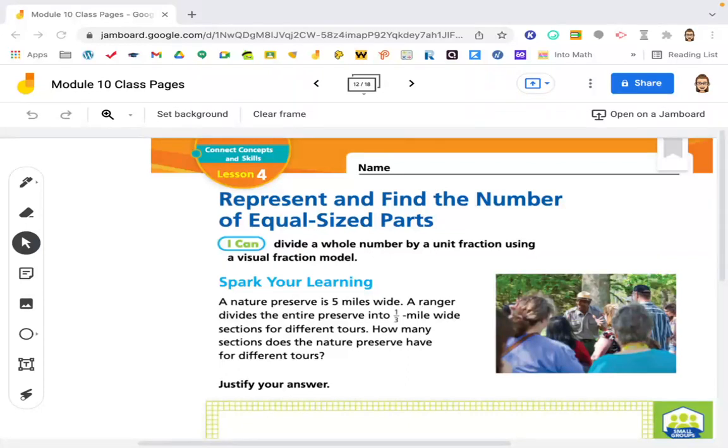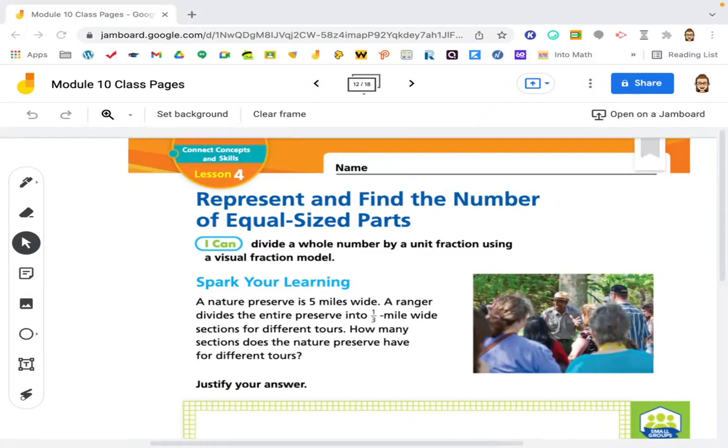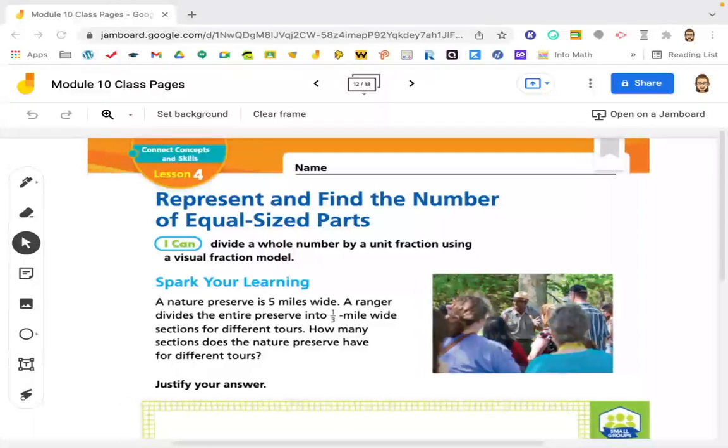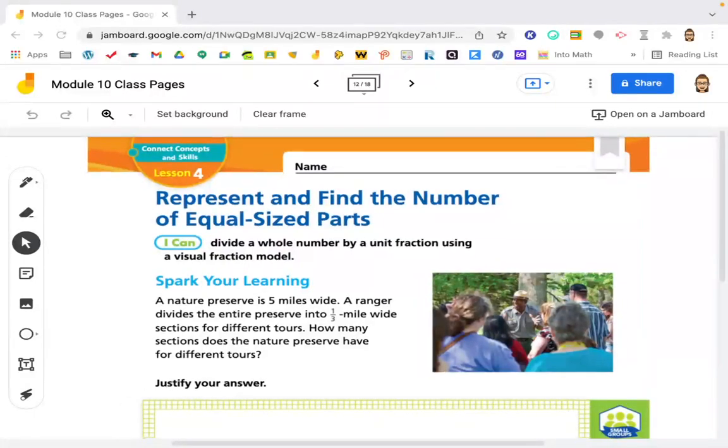Hello, mathematicians. Today we are looking at Module 10, Lesson 4, Represent and Find the Number of Equal-Sized Parts. Hopefully by the end of this lesson, you'll be able to divide a whole number by a unit fraction using a visual fraction model. So Spark the Learning says a nature preserve is 5 miles wide.